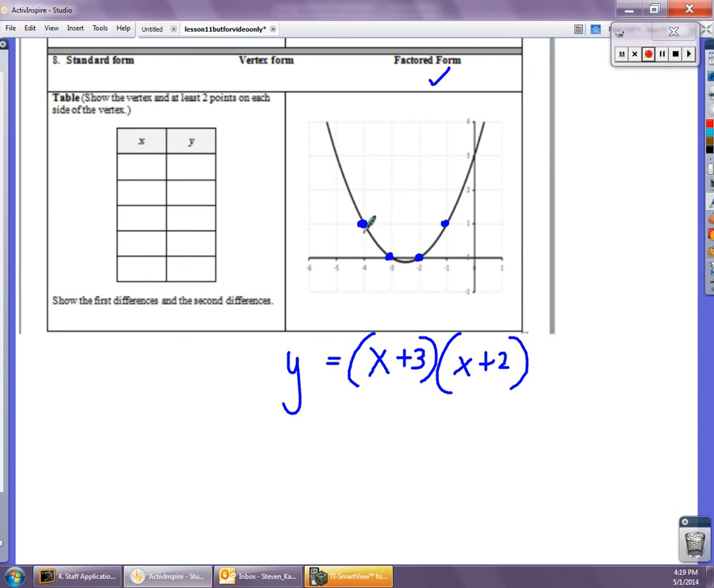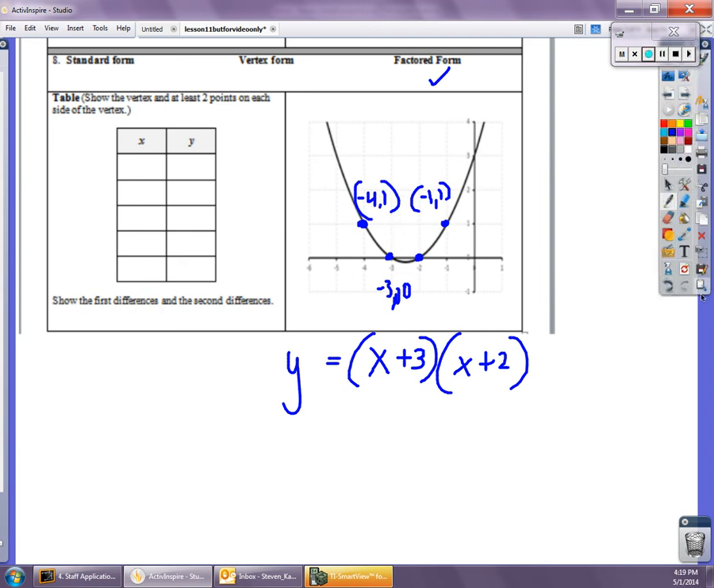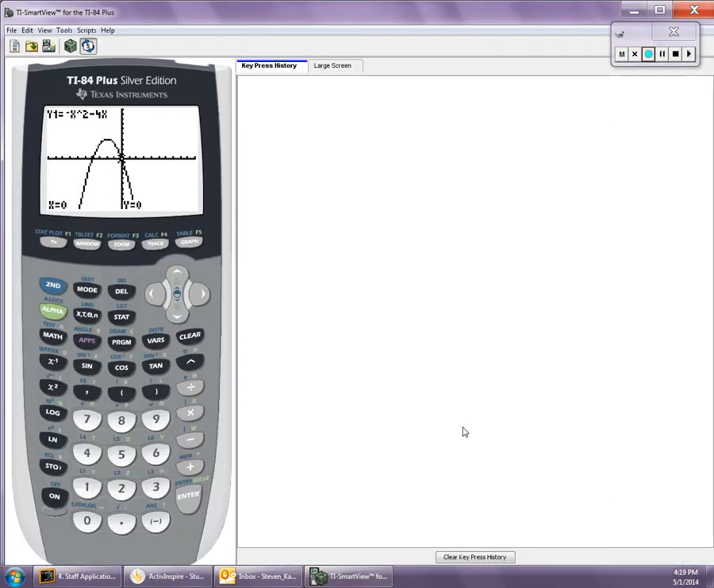Like we know absolutely that this point right here is 4, 1, and this point right here is negative 3, 0, and this point right here is negative 2, 0, and this point right here is negative 1, 1. If we know for a fact that those are our points, we can actually put this in standard form using our calculator by plugging the points into L1.